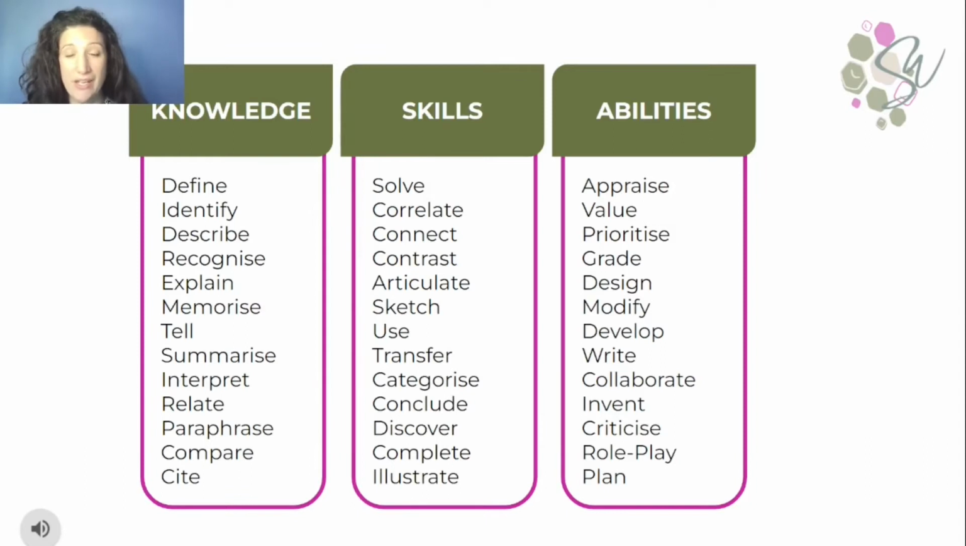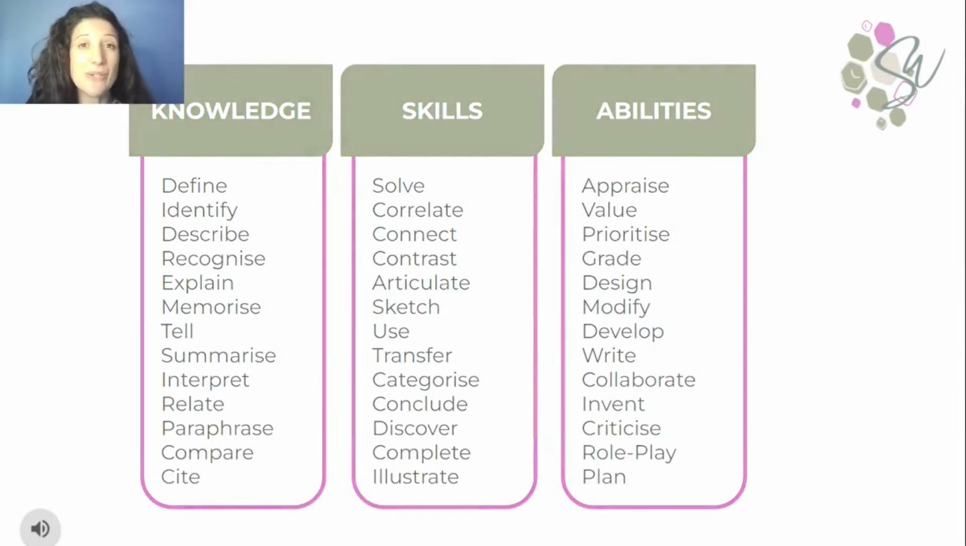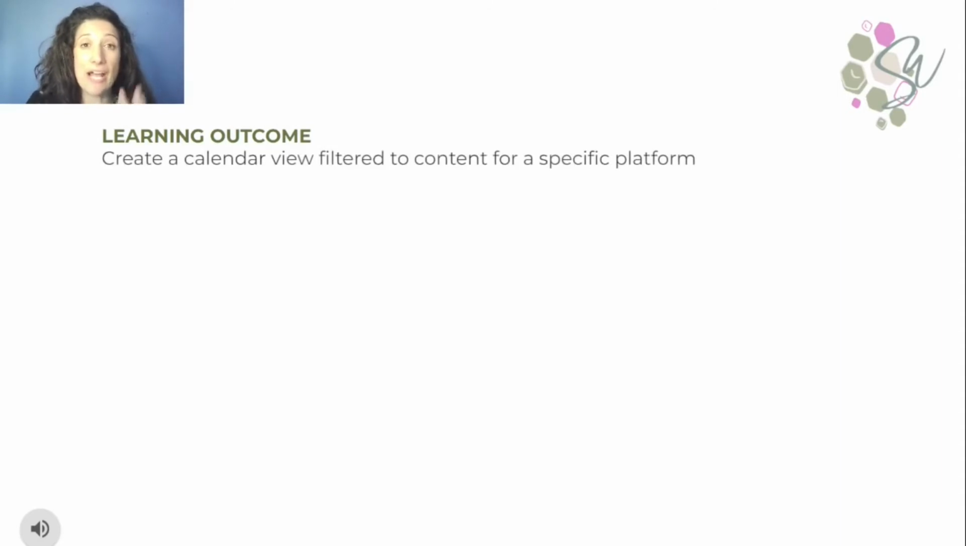To answer this question as well in this video, let's have a look at this example. So this example is taking our third learning outcome, which is create. And the specific reason why we're looking at create is that that is an ability. So I want to show you how you can create competencies that would include knowledge, skills, and abilities to help your students achieve this outcome.